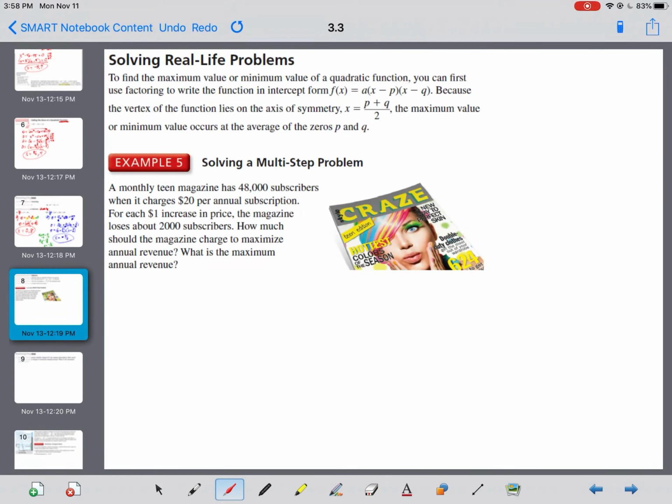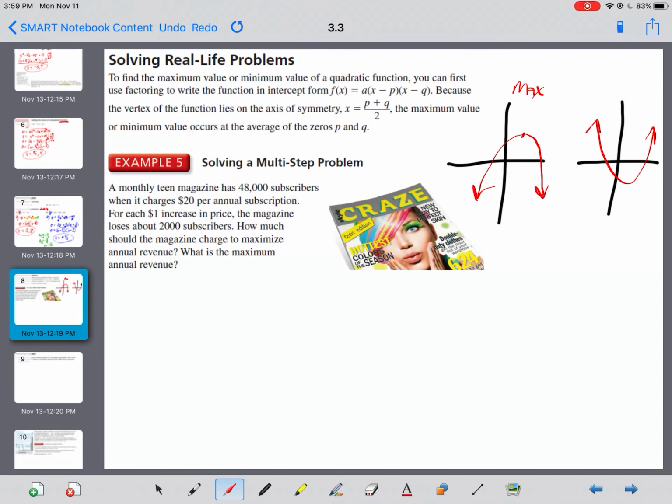basically what they're saying, if you have, let me draw two different little things here. A graph that goes like this, or a graph that goes like that. This one is a max because it's got a peak, it's got a highest point. This one's got a minimum, it's got a lowest point. One of these is P, one of these is Q. Okay, the axis of symmetry, the vertex, this point right here, lies halfway in between P and Q, or the average.